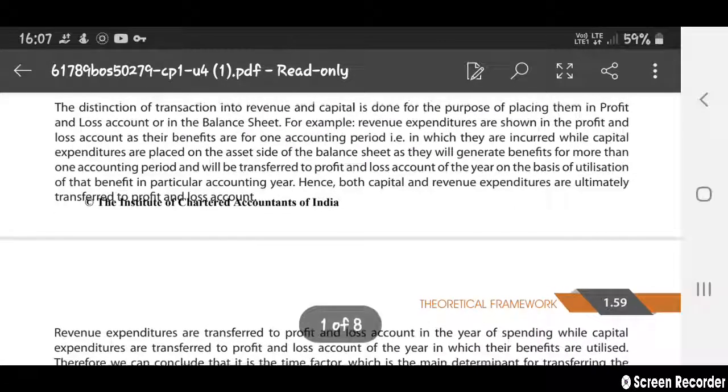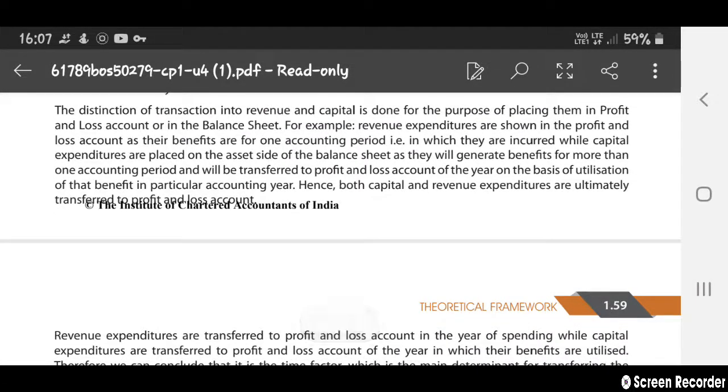So, the distinction of transactions into revenue and capital. The distinction between revenue and capital is done for the purpose of placing them in the profit and loss account or in the balance sheet.